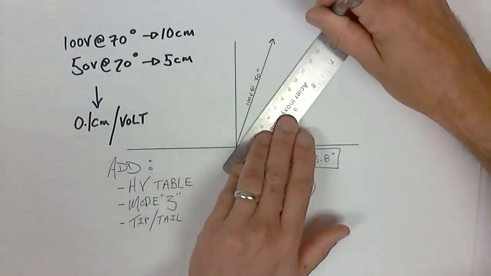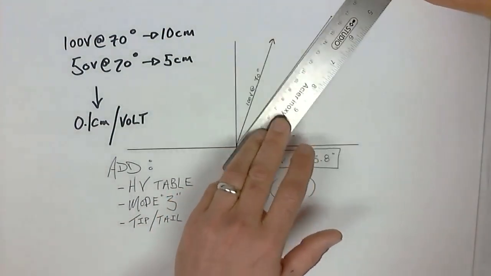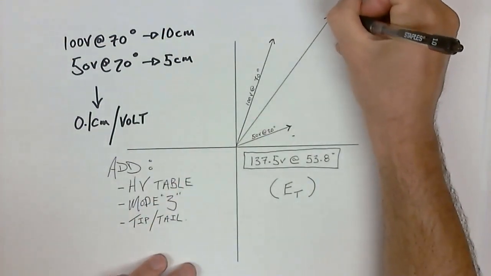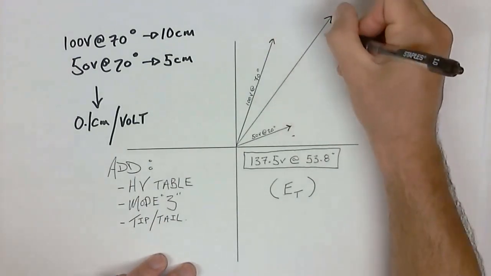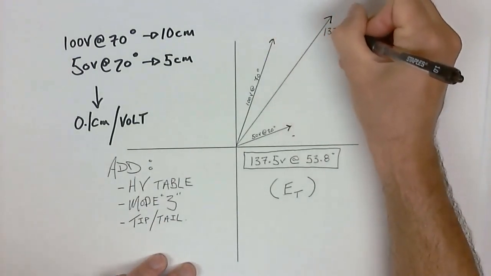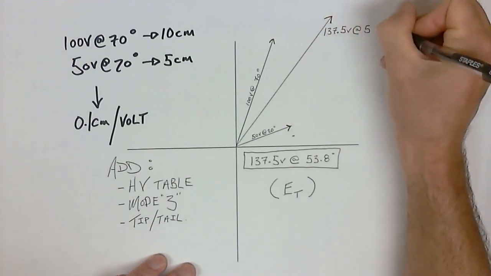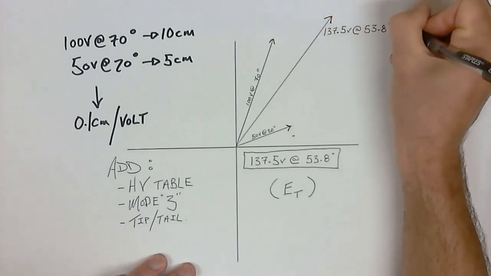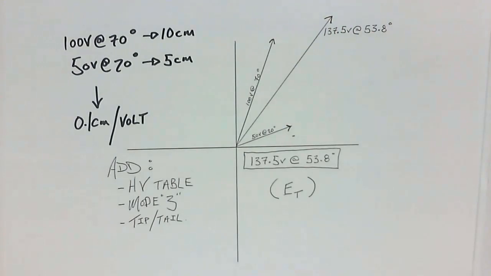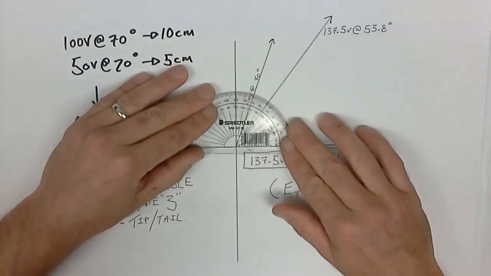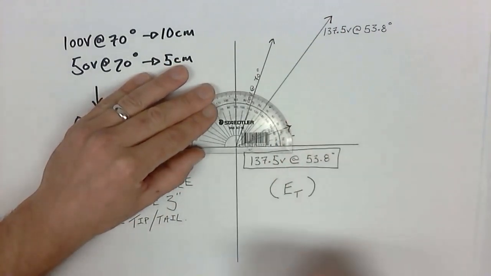And what this represents is the new source, or the total of these two phasors. This is 137.5 volts at 53.8 degrees. But wait, we didn't actually measure the angle, did we? You're just trusting me. Okay, I'll put the protractor on here and take a look. Look at that.